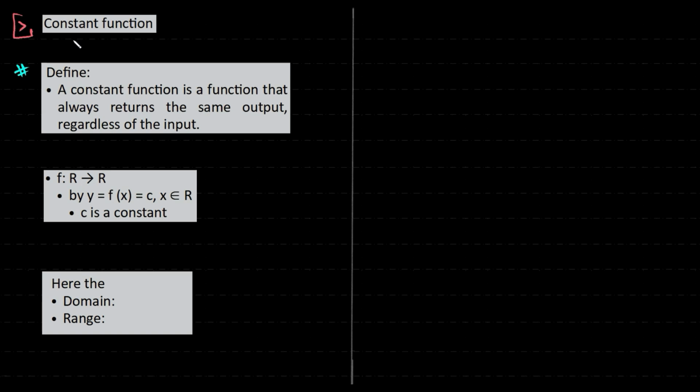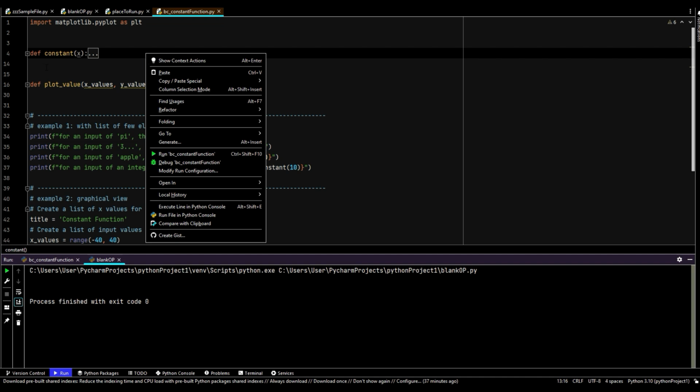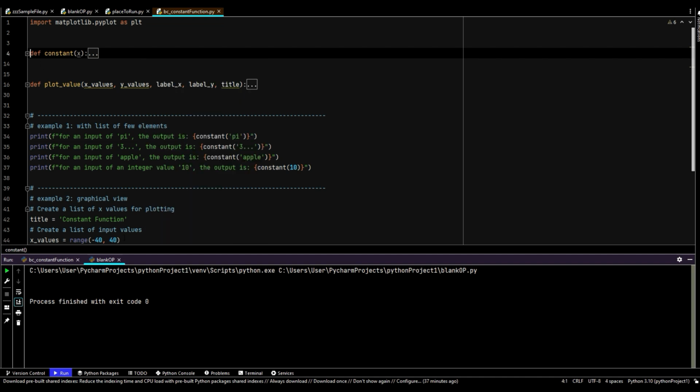Now we are looking at something called a constant function. So what is the basic idea of a constant function? A constant function is a function that always returns the same output regardless of the input. Okay, so basically here is a constant function, right?